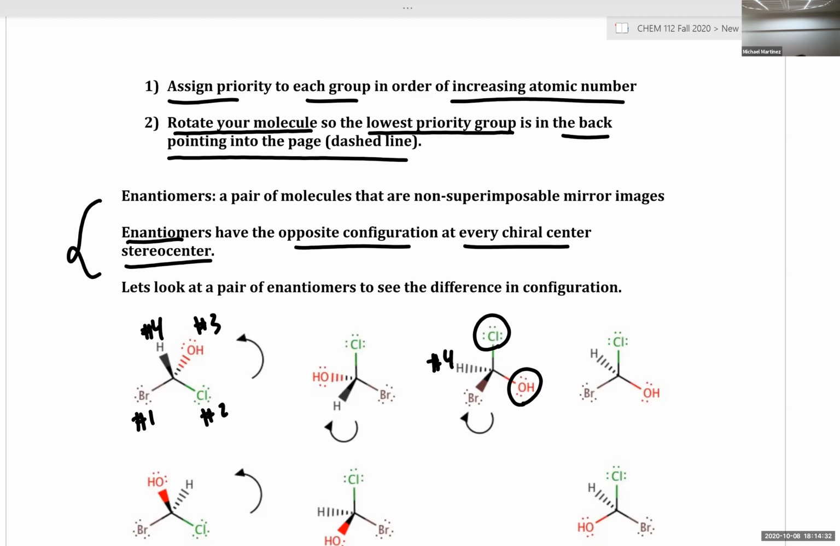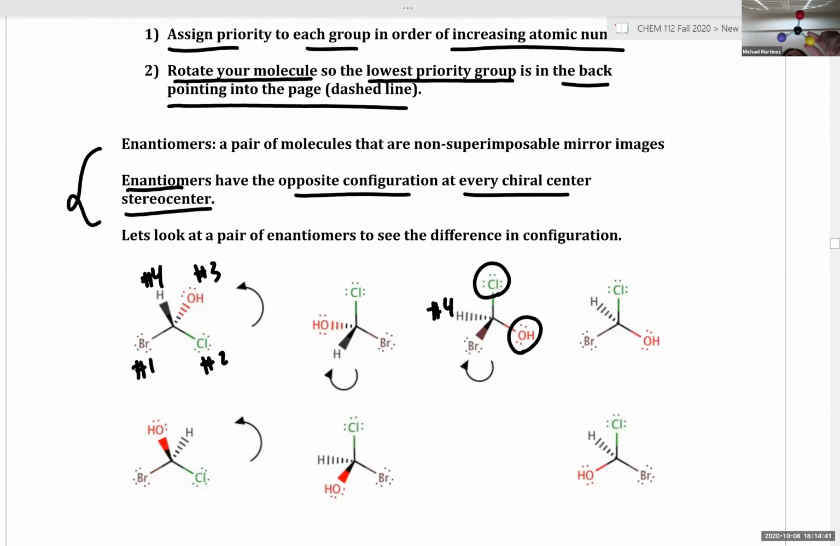Let's do the exact same process for our second enantiomer. Okay, so in this case, we want to bring the hydrogen in the back. So we bring our chlorine up and we rotate our molecule so the hydrogen is in the back. Now, as we can see very clearly in this case, these two structures are non-superimposable mirror images. If we draw our two skeletons in the exact same way, our substituents are in different positions. Does that make sense to everyone?